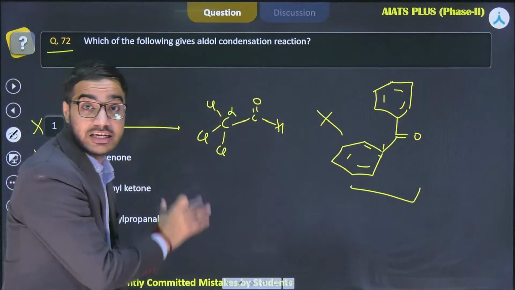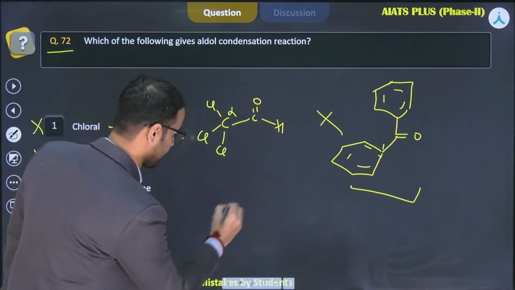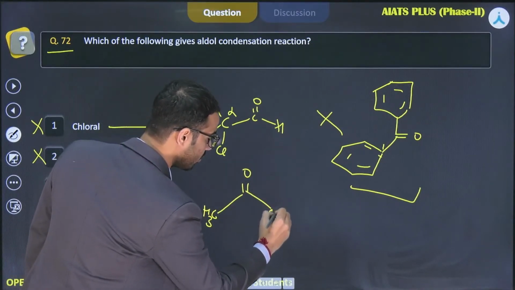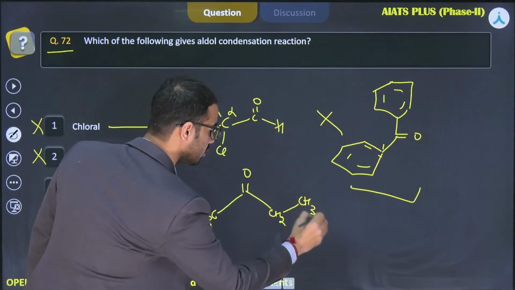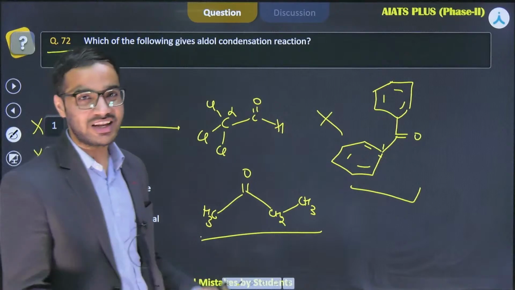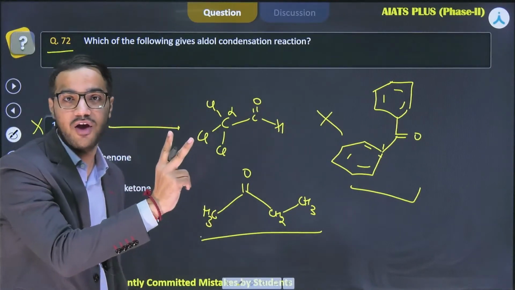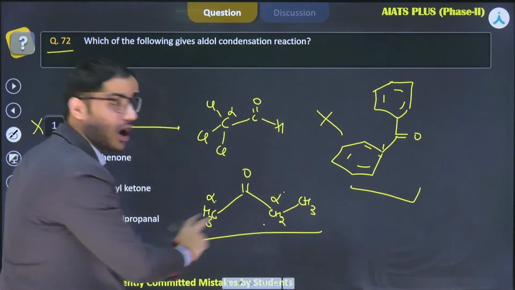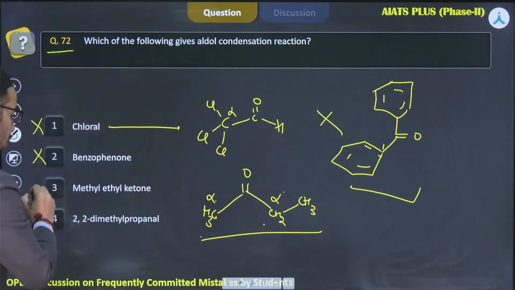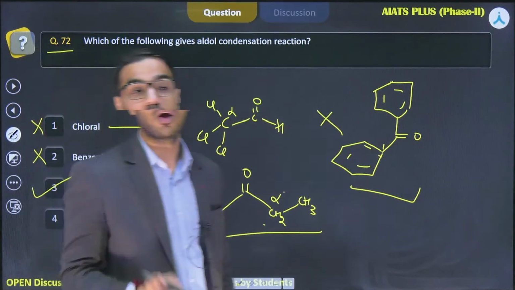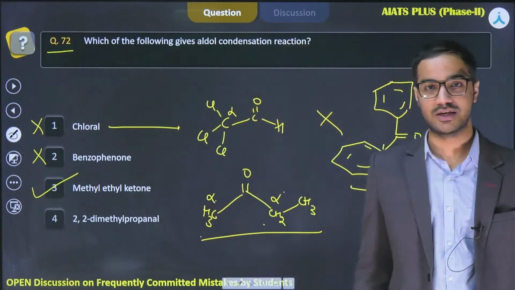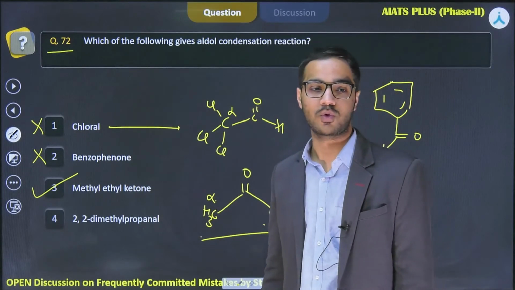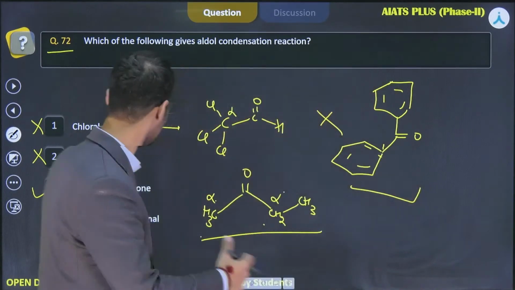We have methyl ethyl ketone. This can be C double bond O, CH3 over here, CH2 and CH3. You can clearly say this has 2 types of alpha hydrogens, the first one of this and the second one of this. And since you have these hydrogens, it can show aldol reaction as well as aldol condensation reaction. Is it right? So this will be the answer. Let us check the other options so that we can clarify it.